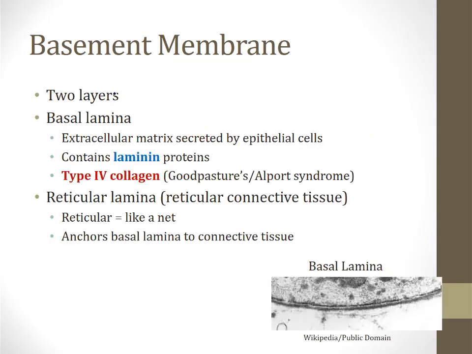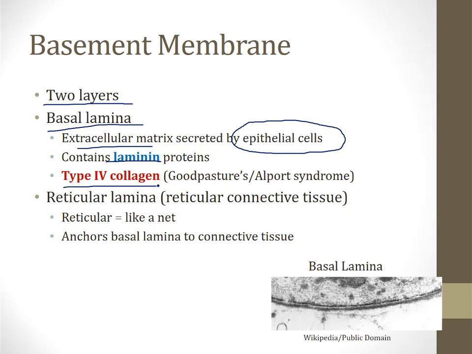Technically, the basement membrane is made up of two layers. The first layer is called the basal lamina. This is a collection of extracellular matrix proteins that are secreted by epithelial cells, and it sits right beneath the epithelial cells. One of the major protein structures found in the basal lamina is laminin, and that's easy to remember because the names sound alike. In addition, you can find lots of type 4 collagen in the basal lamina, and it's high yield to remember this because there are a number of diseases where type 4 collagen is abnormal, and that's what causes the disease.